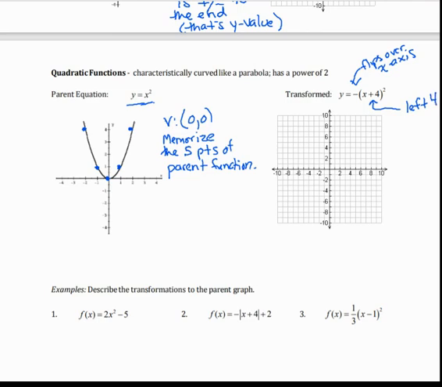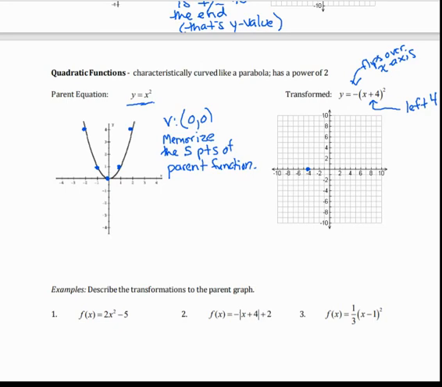So what am I going to do? I'm going to take these 5 points from the parent graph and do exactly what it says. So my vertex was at 0, 0. So I'm going to move that vertex just to the left 4. It's not moving up or down. It's just moving to the left 4. If I reflect that over the x-axis, that doesn't change because my x-axis is right here. That point is right on the x-axis.